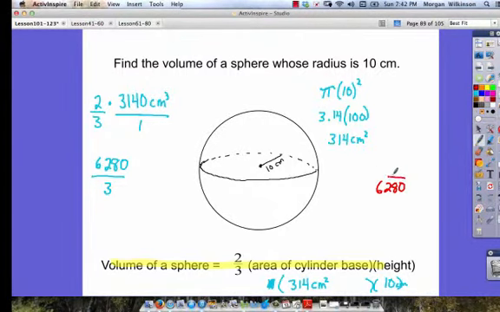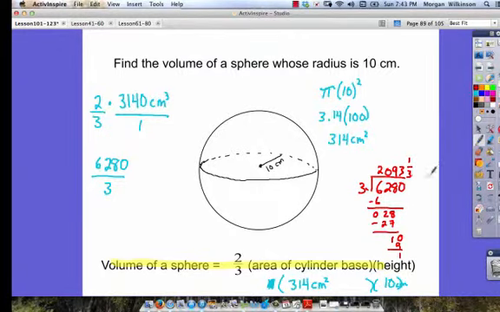6,280 divided by 3. Well, 3 goes into 6 2 times. That's 6 with nothing left over, and we bring down our 2. 3 never goes into 2, so we bring down our 8. 3 is going to go into 28 9 times, because 3 times 9 is 27. We have 1 left over. Bring down our 0. 3 goes into 10 3 times. We get 9 with 1 left over. So we get 2,093 and 1/3.